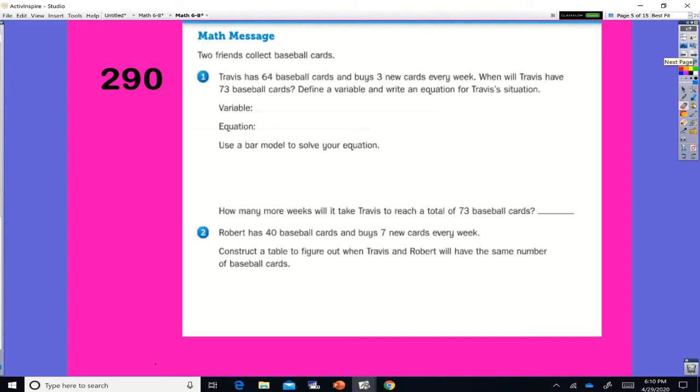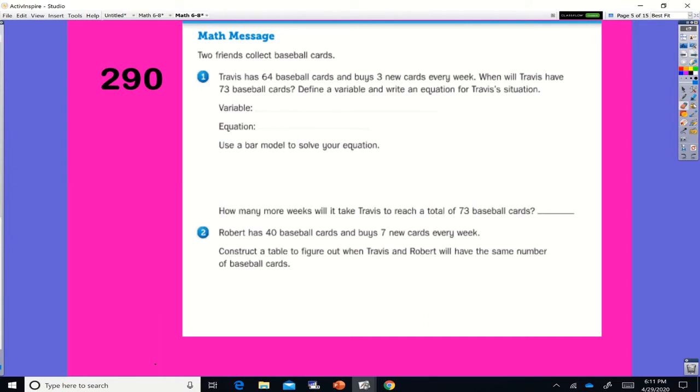Now, if you turn to page 290, we're going to work through two problems today, and then I'm going to show you what your Homelink is. So first problem, Travis has 64 baseball cards and buys 3 new cards every week. When will Travis have 73 baseball cards? Define a variable and write an equation for Travis's situation.